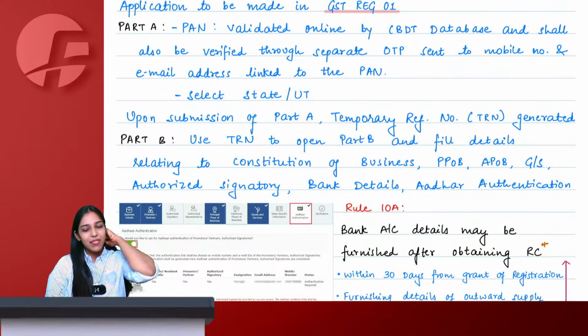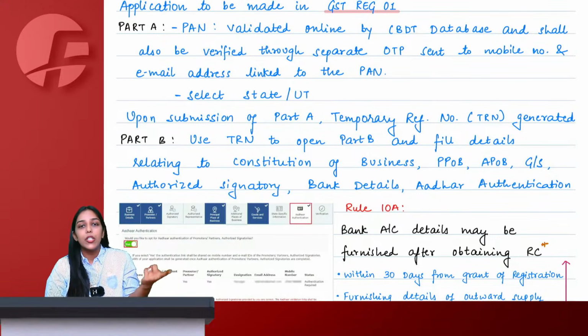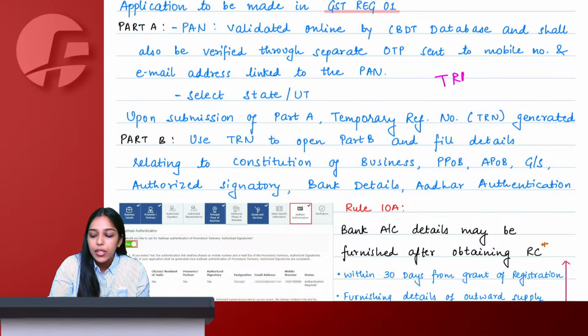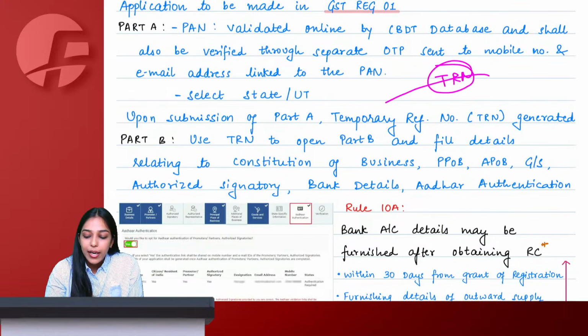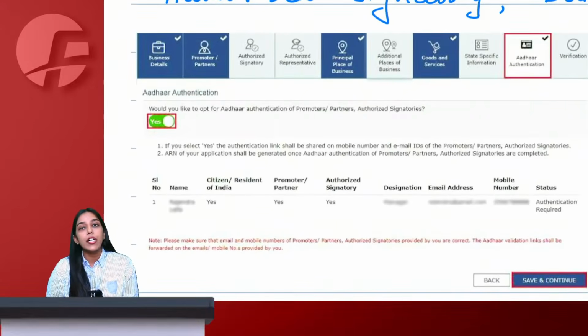So you have to enter a mobile number and email ID which is linked with your PAN. You get a separate OTP on mobile, a separate OTP on email. You enter both the OTPs and a temporary reference number is generated. Now you enter the temporary reference number and here Part B opens in front of you.